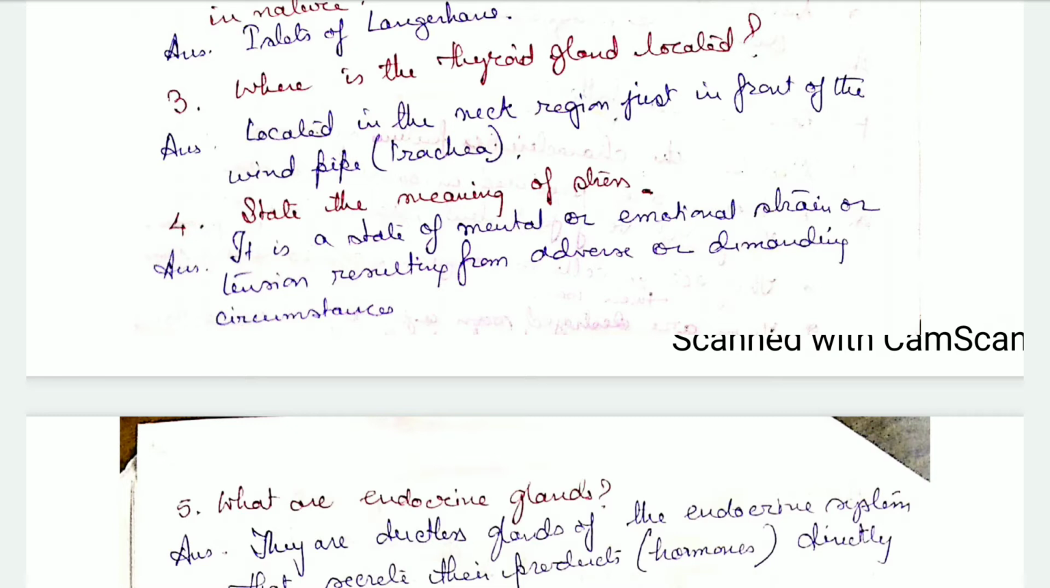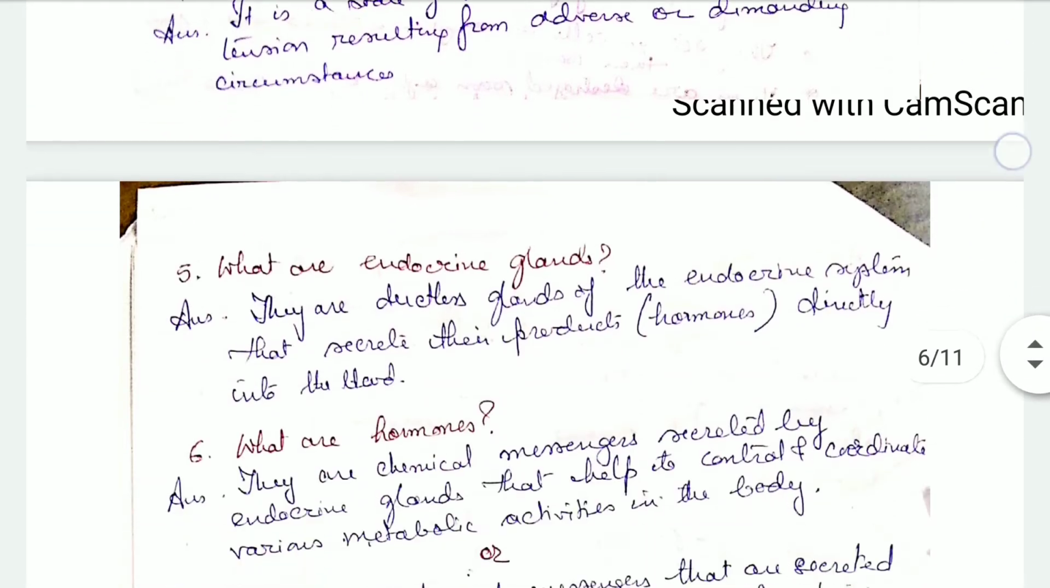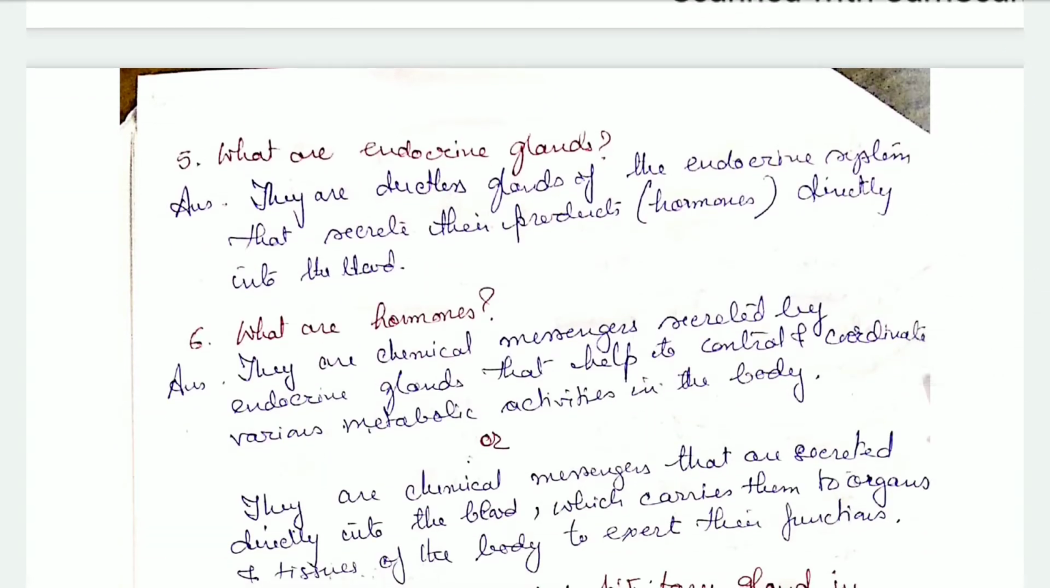State the full meaning of stress. Stress is a state of mental or emotional strain or tension which results from adverse or demanding circumstances. Next: what are endocrine glands? These are ductless glands of the endocrine system that secrete their products directly into the bloodstream.